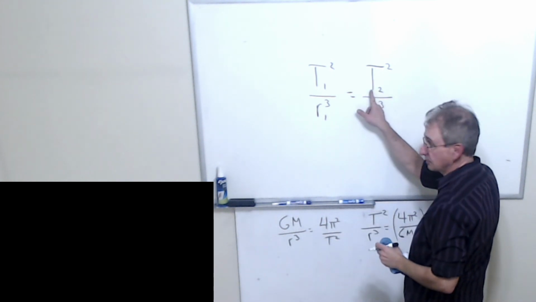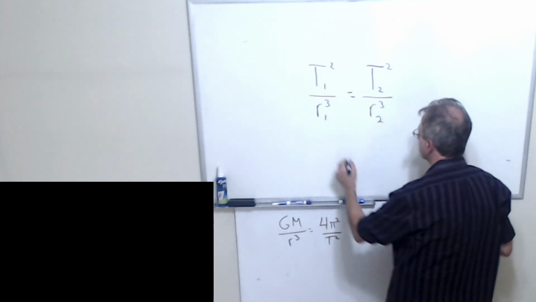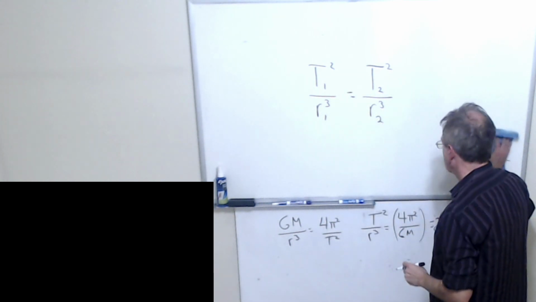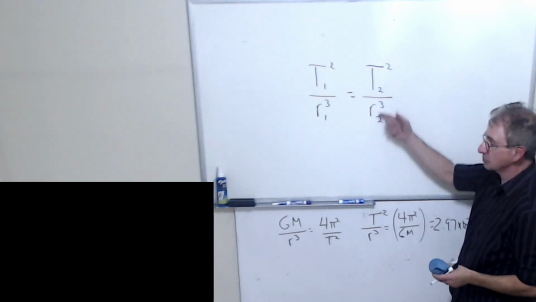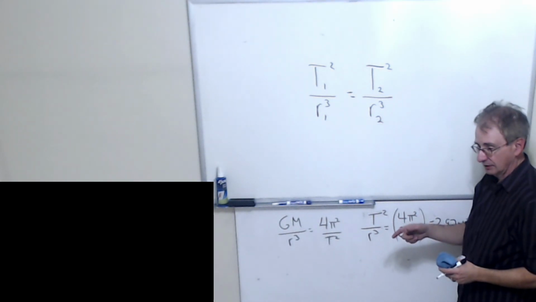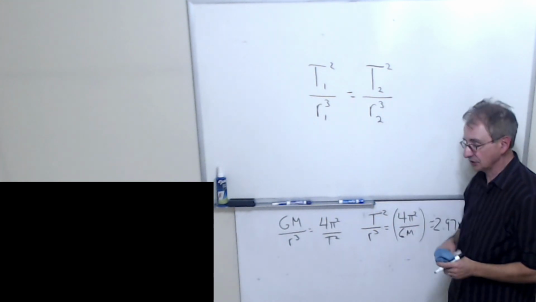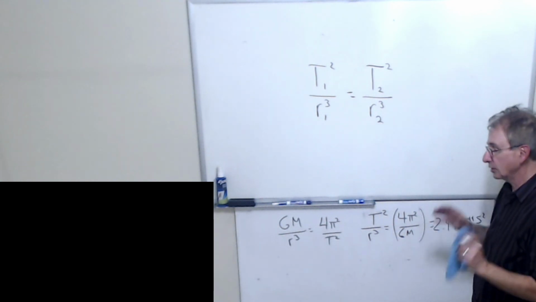You can solve for this because this ratio is a constant. And you can say, okay, solve for T2, and you get your result. You don't have to know this numerical value. You just need to know that this ratio is a constant for that satellite orbiting the Earth, or for the Earth orbiting the Sun. That ratio is a constant. That's all you need to know.